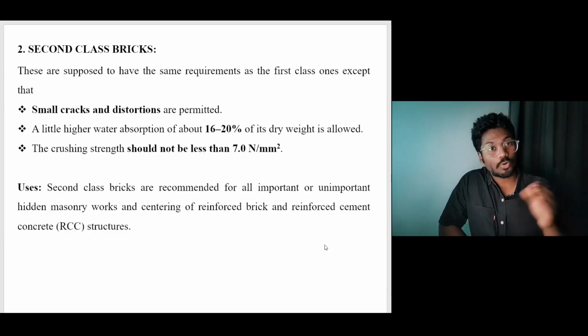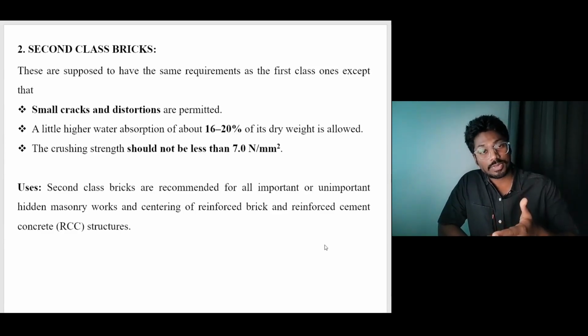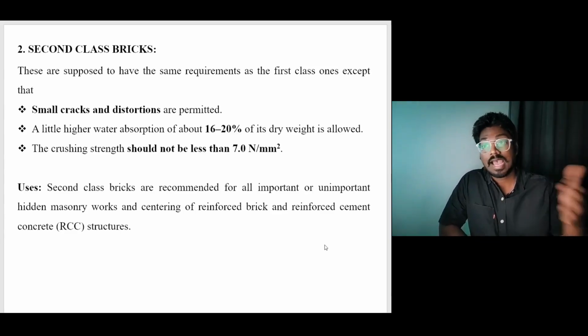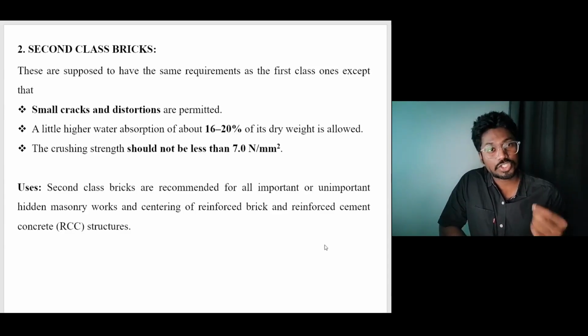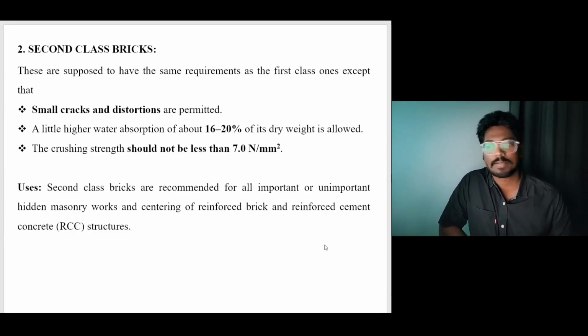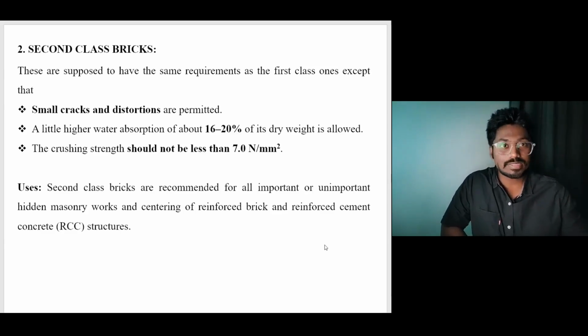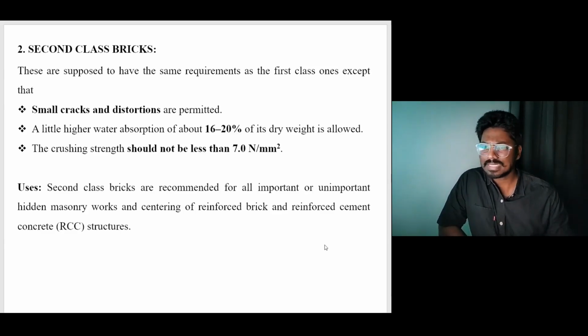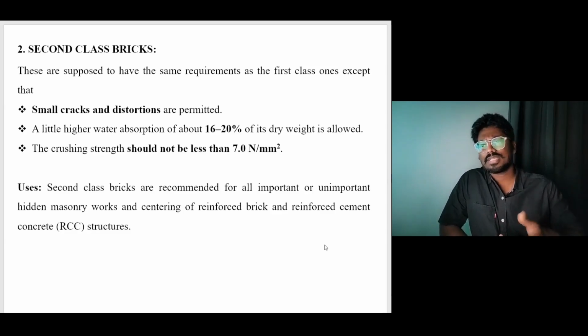Now, when it comes to water absorption and crushing strength, the water absorption is 16 to 20% of its dry weight, which is slightly higher than first class brick. If the water absorption is between 16 to 20, we can classify that as a second class. And the minimum crushing strength it should offer should not be less than 7 Newton per mm square, and then only it can be classified as a second class brick.